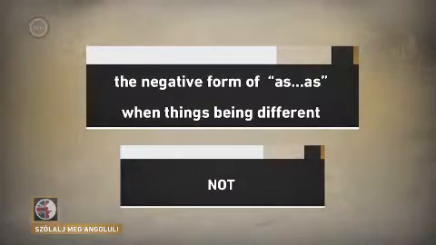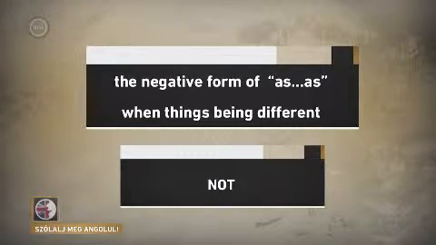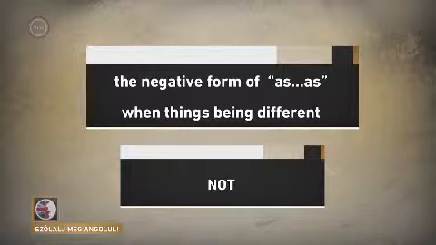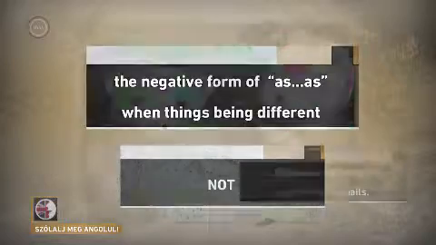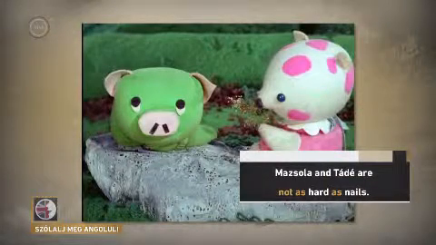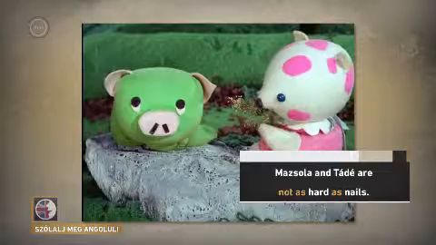Okay, we know about the form. We know how to make the negative version. We just put not at the front. But when do we use the negative version? When do we use the negative form? Well, that's easy too. We use the negative form to say that things are not the same as something else. We use the negative form to say that things are different, to say the opposite of what we say when we use the positive version. So we can say that modulo and tardi are not as hard as nails, for example.